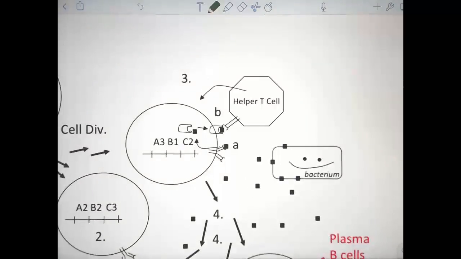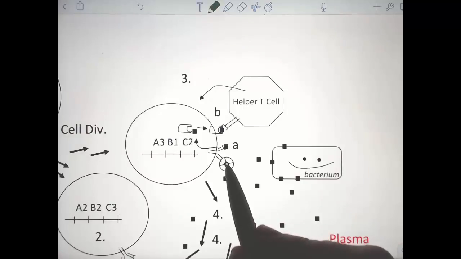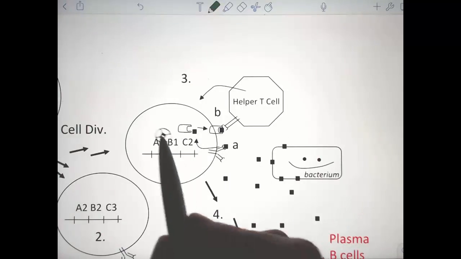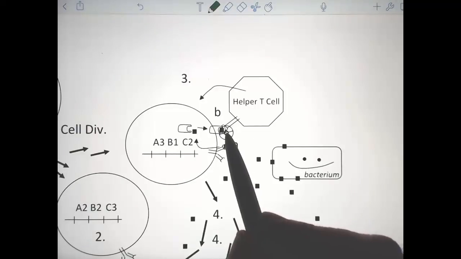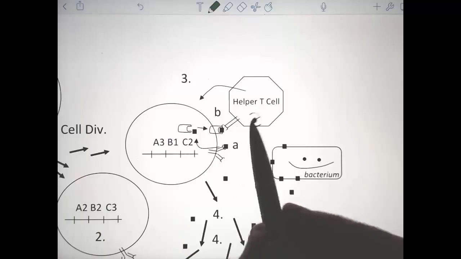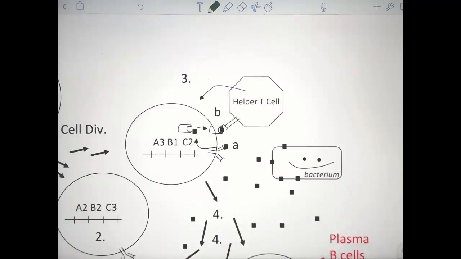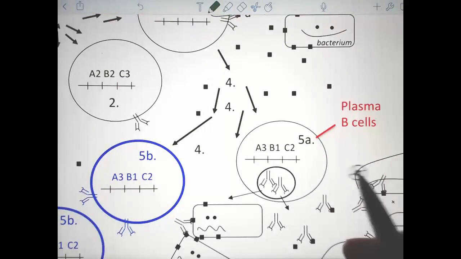When there's an infection, molecules from a bacterium bind to a B cell receptor. That gets internalized and put into an MHC class II protein, which gets moved to the surface. And if a helper T cell has a receptor that matches it perfectly, it'll release cytokines that then activate the B cell. That causes multiple rounds of cell division and active plasma B cells.